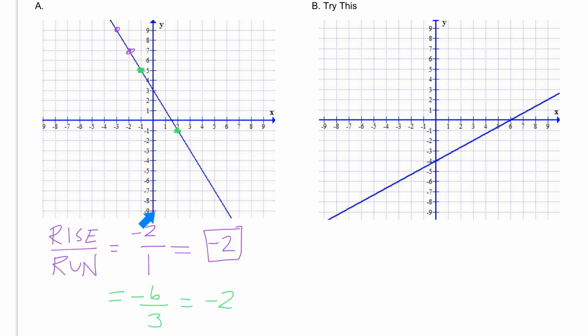So remember, the top is the rise, the difference in your y. The bottom is your run, the difference in your x. After you get your answer of negative 2, think about the classification we did above. As we trace our graph from left to right, notice we are going down. That indicates that we have a negative slope. So double check that you have the right sign.